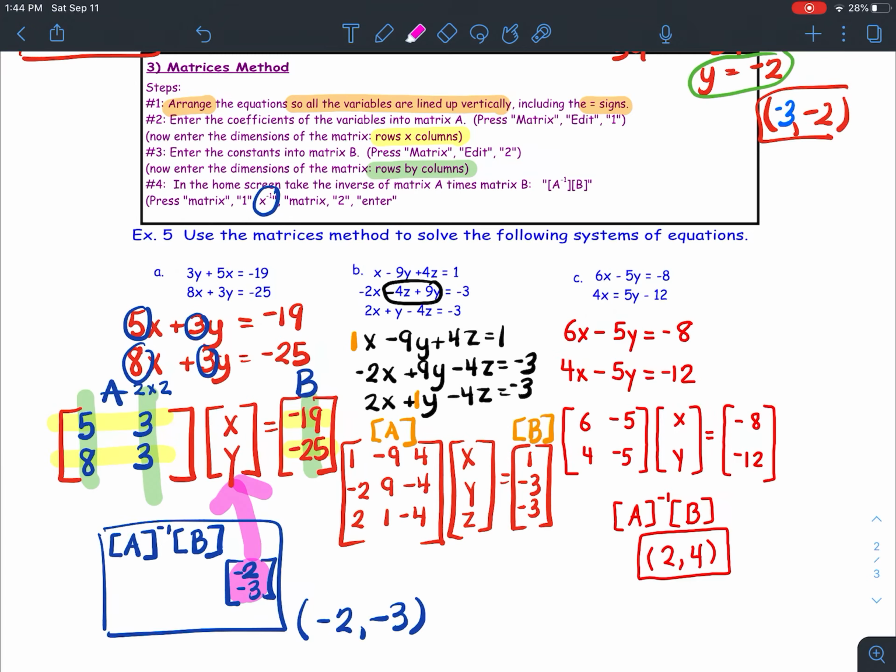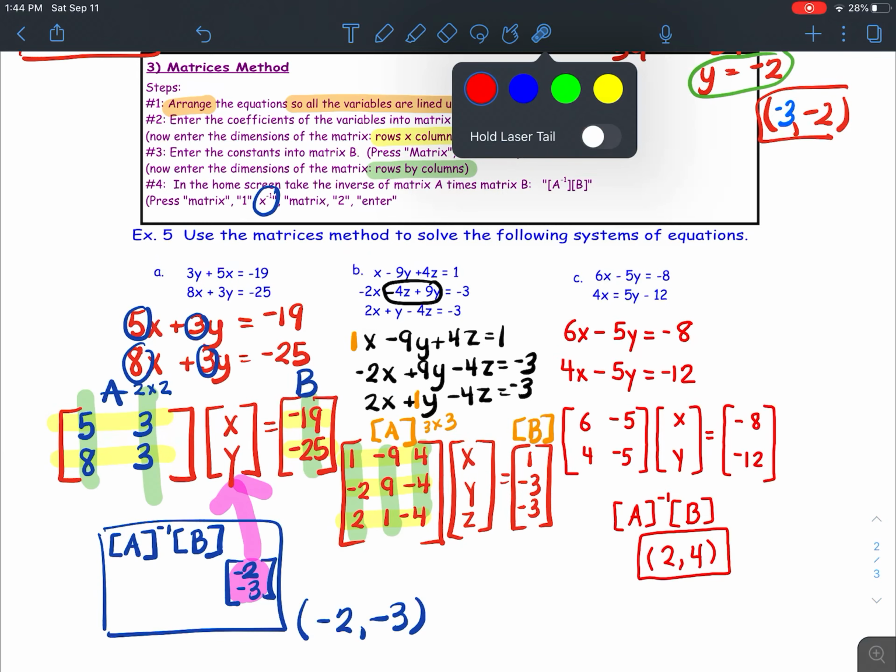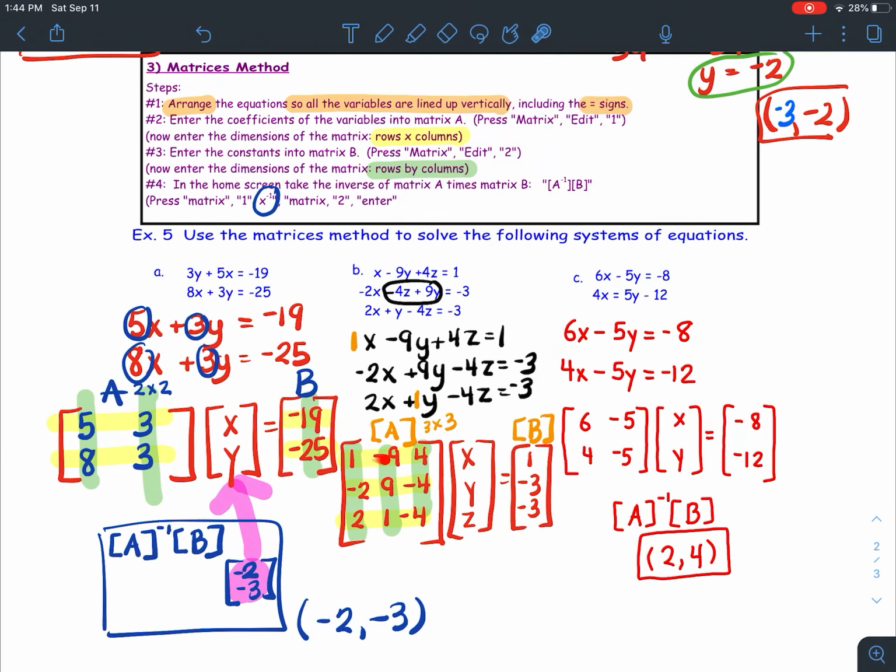Now, matrix A has 3 rows and 3 columns. So the dimensions for matrix A are 3 by 3. Again, if you follow the steps back up here, you're going to press second matrix. Anytime you're changing what's in the matrix, you need to bump over to the edit menu, choose option 1 and change those dimensions to 3 by 3, and then start typing in across the rows. You'll hit enter as you go and it'll fill all these in. So take a second, type all of those in.